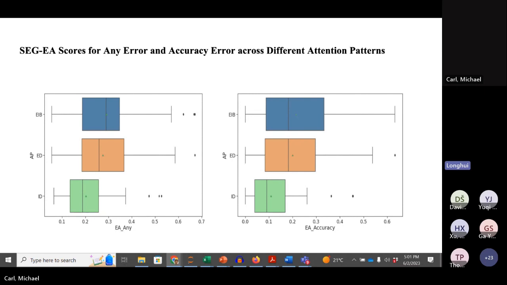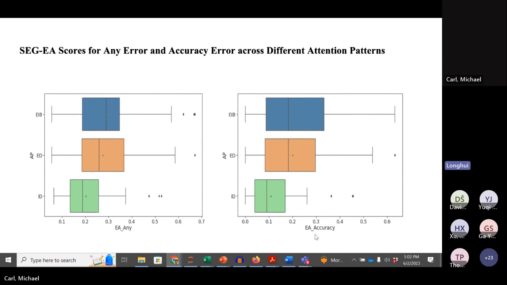So based on this assumption, we want to see how the segment-wise error average scores can reflect or have a relationship with the three types of attention allocation patterns. Here we draw a box plot for error average any. For the overall error numbers, for these three types of interpreters, if the box plot is more to the left, that means this kind of interpreter produces the least number of errors of this error type. And if the box plot is more to the right, that means this kind of interpreter tends to produce more errors of this kind.